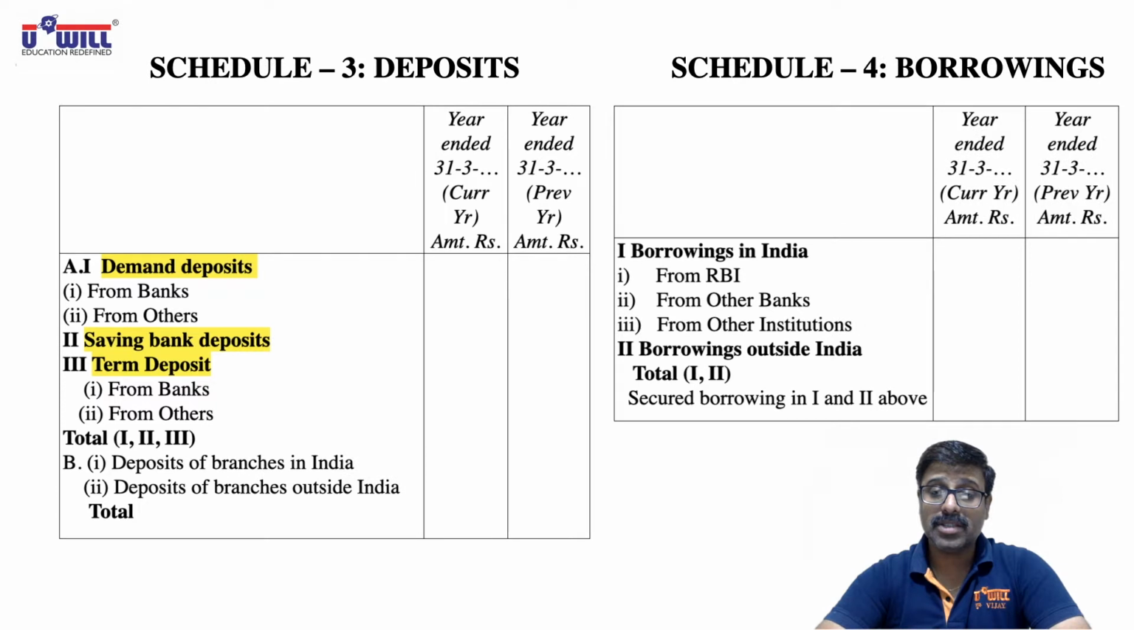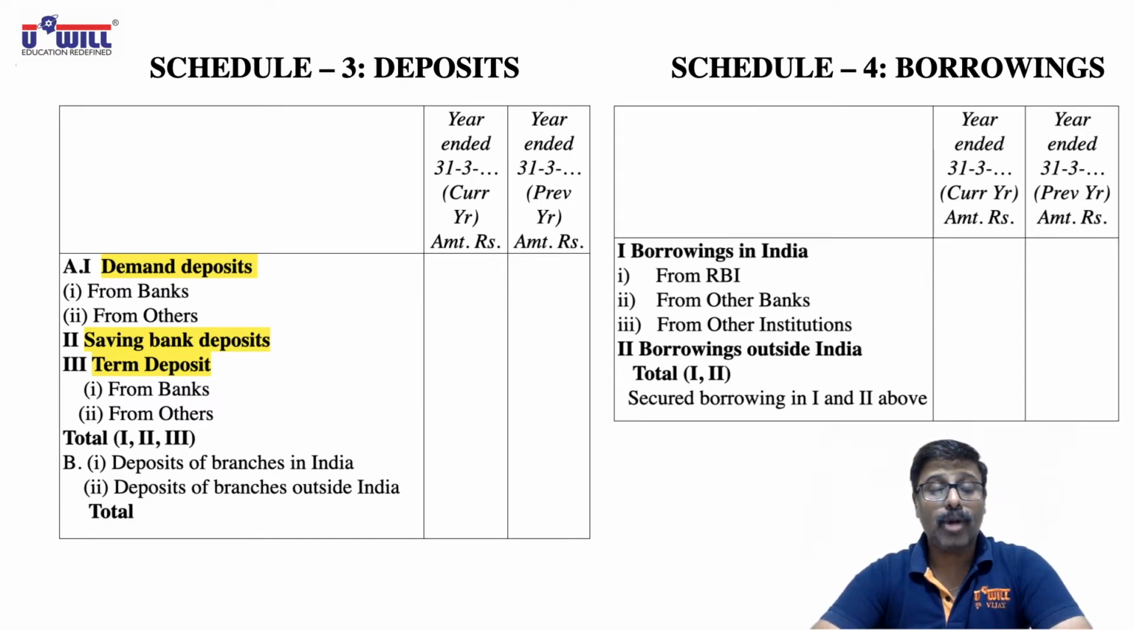Going further, schedule 3, deposits, we already studied in the formats itself. I made you write it in brackets also. Demand deposits means current account deposits. All of you write in bracket current account. Savings bank deposits are savings deposits, and term deposits, all of you can write fixed deposits. Okay, so this I already made you write in brackets. Demand deposits means current account, savings account, and term deposit means fixed deposit account.